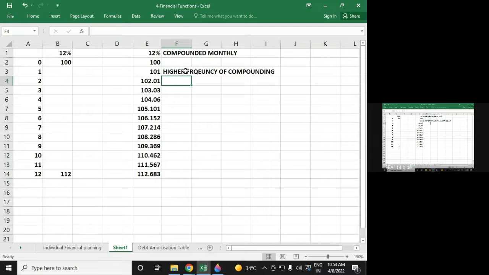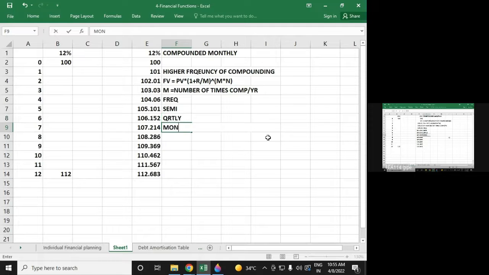Higher frequency of compounding. Okay. So how do we deal with higher frequency of compounding in theory first, and then in Excel, how do we do it? I will explain. So your theory formula of FV changes to PV into 1 plus R by M raised to M into N, where M is number of times compounding happens per year. कितने बार आपका interest calculation साल में हो रहा है. So that will depend upon आपकी compounding frequency क्या है, सेमी एनुअल है, क्वार्टरली है, मंथली है कि डेली है.